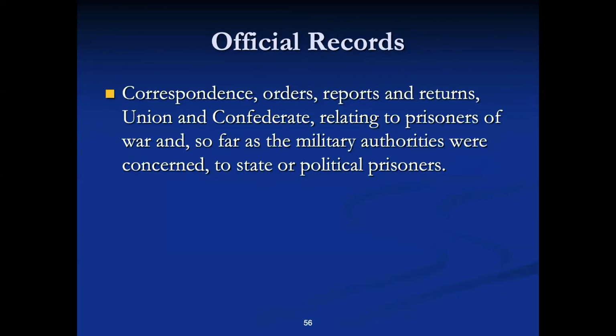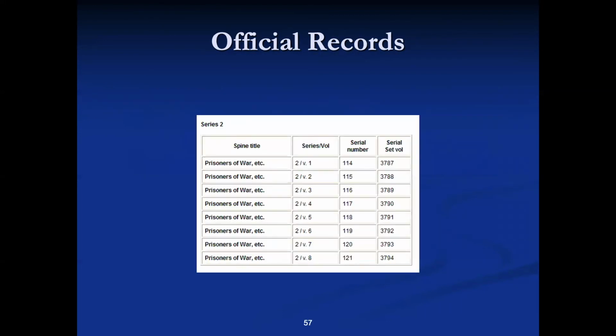and not online. So there are official records, correspondence, orders, reports, returns, Union and Confederate, relating to prisoners of war. And so far as the military authorities were concerned, that also dealt with state and political prisoners. For example, a lot of individuals from Northern Virginia and the District of Columbia and Maryland, civilians, would end up in prison because of their sympathy. So in the official records, there are 8 volumes that deal with prisoners of war, and you can get to these online through HathiTrust.